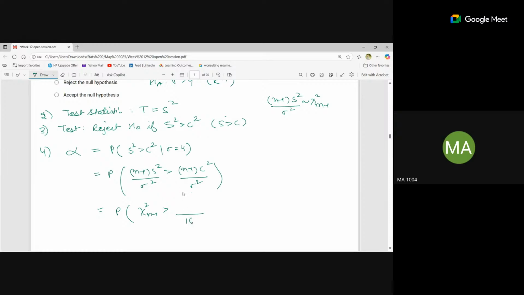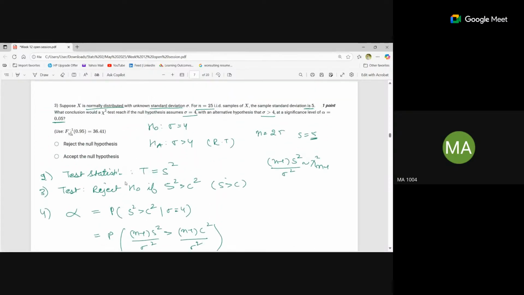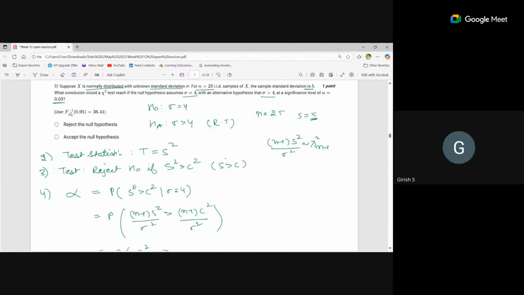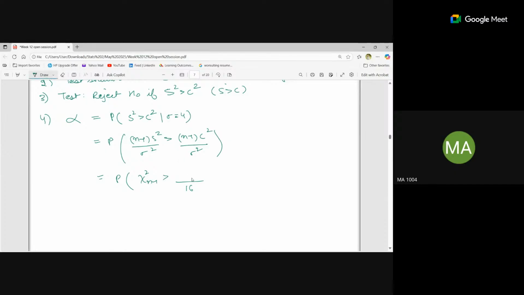And what is my n here? N is 25. So this will be 25 minus 1, 24 C square. Correct? Till here it's fine? Yes. Okay. Now I can write this as 1 minus F chi square with 24 degrees of freedom, 24 C square divided by 16, right? This is my 0.05.